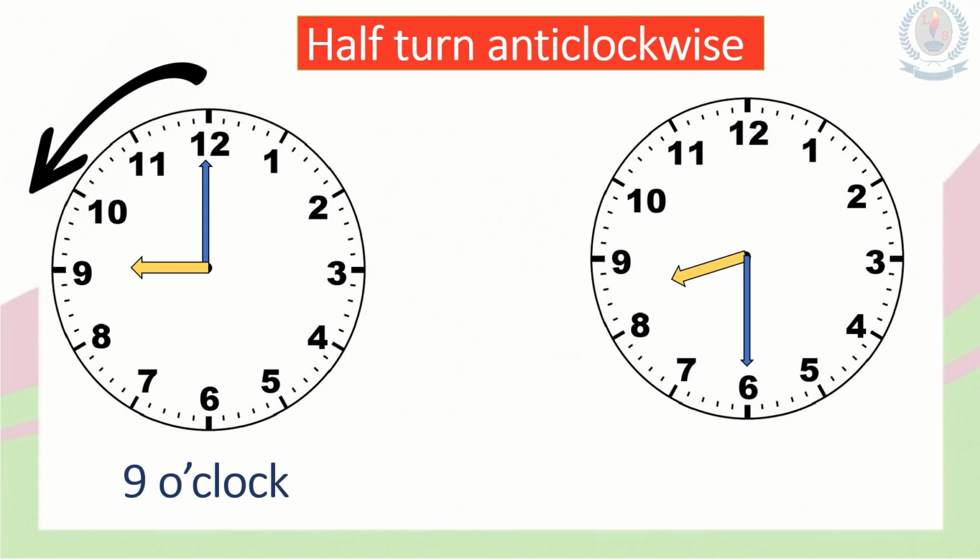Because 12 hours are there in the clock and 6 is half of 12. Now the time is 8:30 or half past 8. This is a half turn anticlockwise.